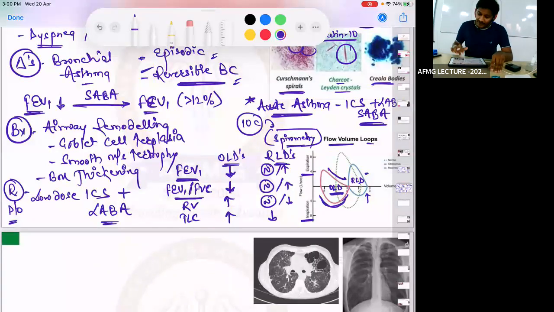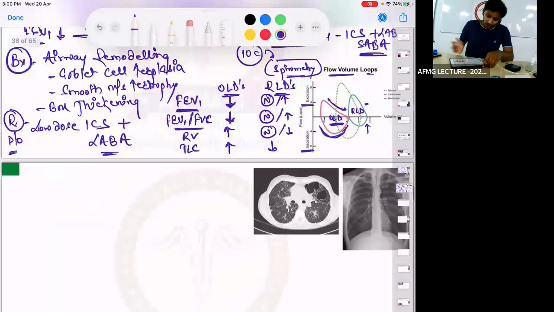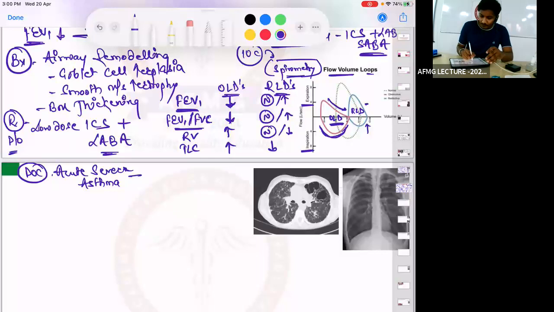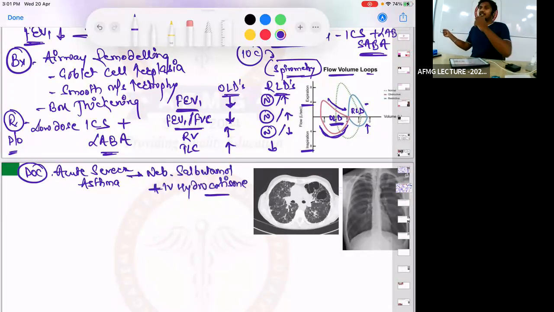No issues with this. If I say the drug of choice for acute severe asthma, severe means the patient is not responding even on all the three drugs. So here I will give nebulization of salbutamol along with IV hydrocortisone. Inhaled corticosteroids we will not give; rather, IV hydrocortisone is given. Okay?